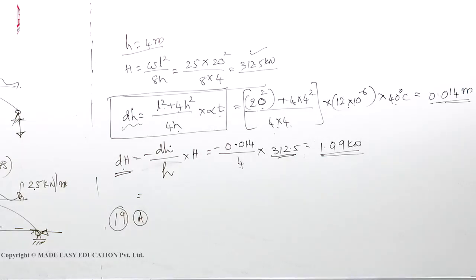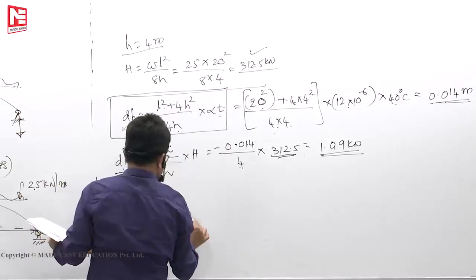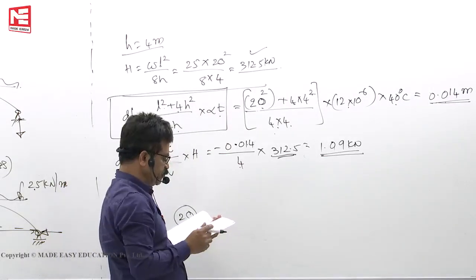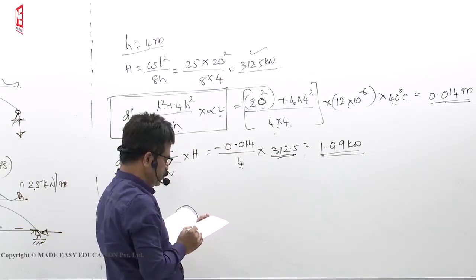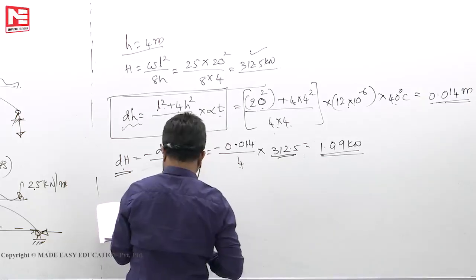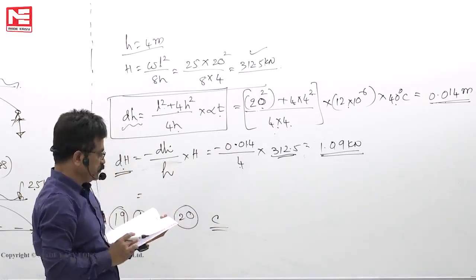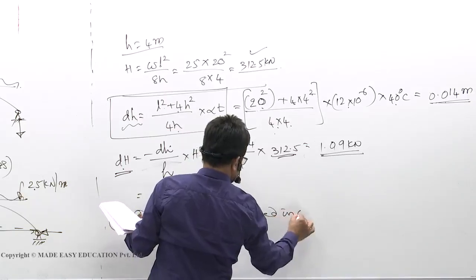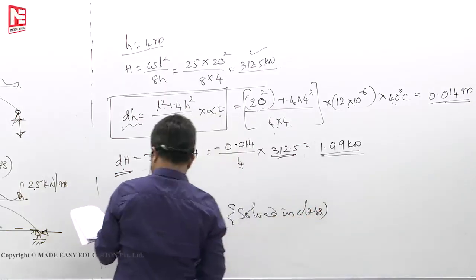Next, 20th question we solved already. In a two-hinged arch, an increase in temperature induces no bending, uniform bending, maximum bending at the crown. Okay, explained in the class. Next, 21.